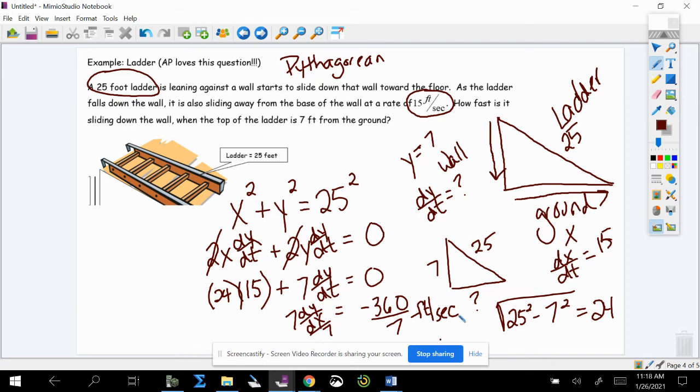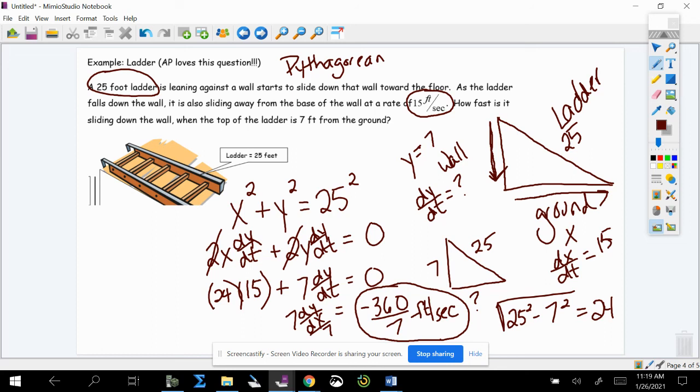As the top of the ladder slides further and further down the wall, the distance from the top of the ladder to the ground is shrinking. So that's another reason why it makes sense that you have a negative answer. So that is my ladder problem. And I can do this with any triangle where I have sides changing. I can have either the legs changing, or I can have the legs changing and the hypotenuse changing.